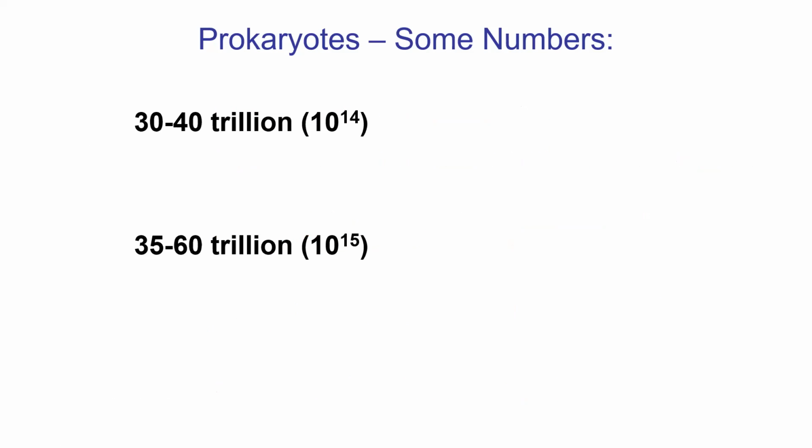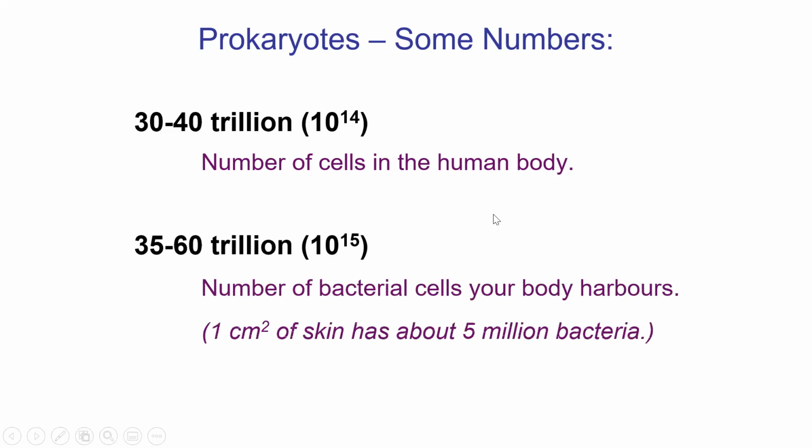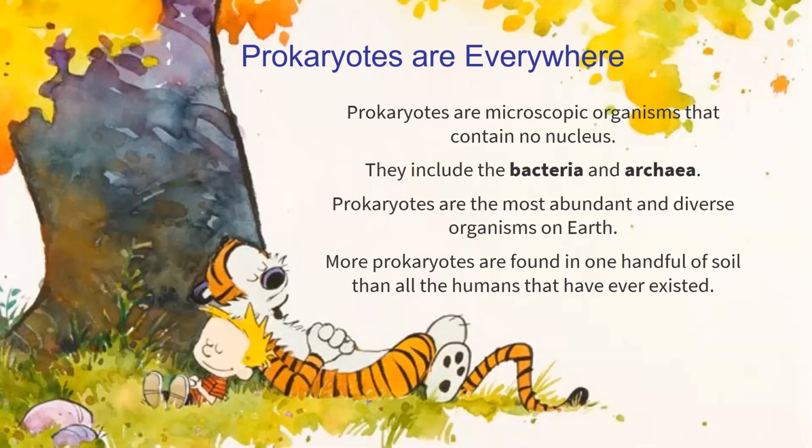Another way to look at them is the numbers just around the human body. The human body has about 30 to 40 trillion cells, and about 10 times as many bacteria in and on your body. That's kind of incredible if you think about it: in terms of the number of cells, you are more bacteria than human. By mass, you're more human. Don't get that wrong.